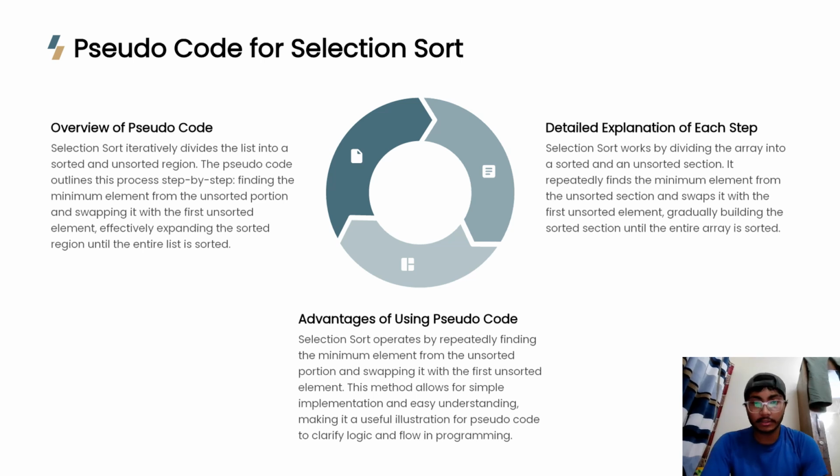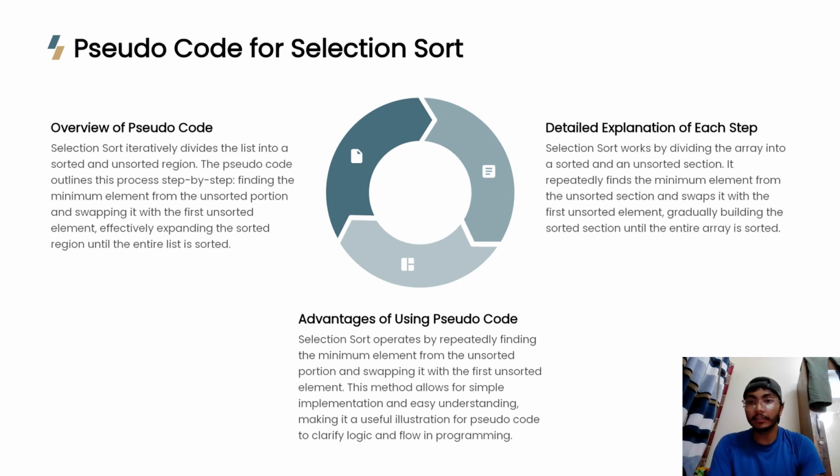Advantages of using pseudocode. Selection sort operates by repeatedly finding the minimum element from the unsorted portion and swapping it with the first unsorted element. This method allows for simple implementation and easy understanding, making it a useful illustration for pseudocode to clarify logic and flow in programming.